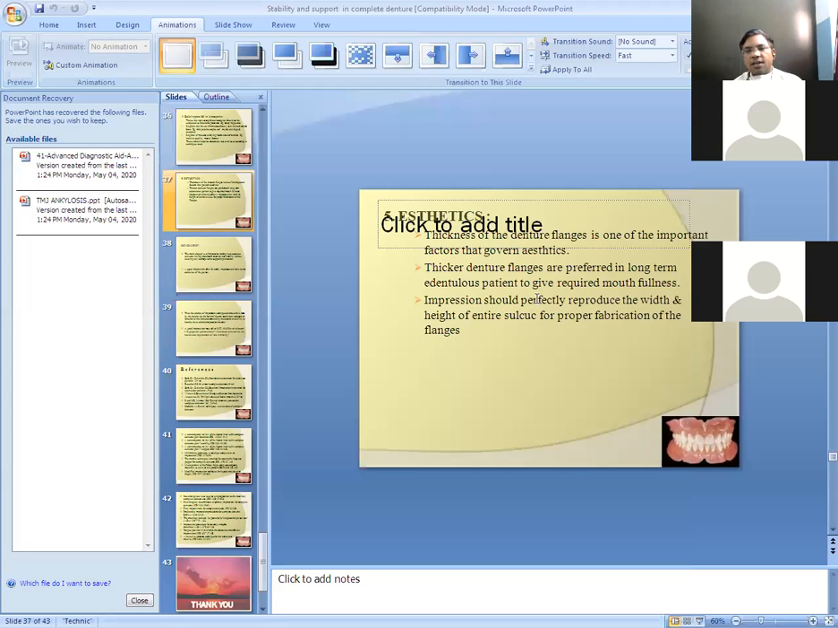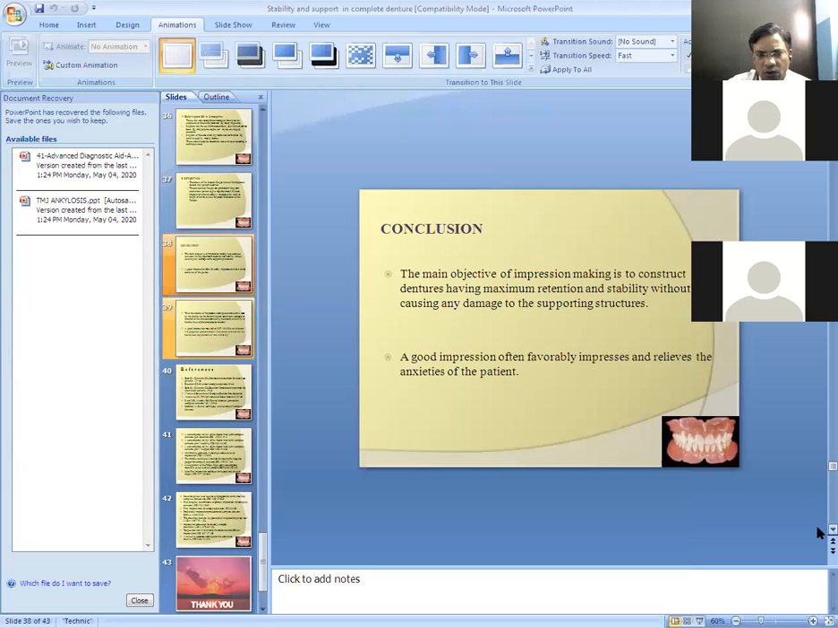A thicker denture flange is preferred in a long-term edentulous patient to give the required mouth fullness support. A thicker denture flange will give fullness. If bone resorption is more and you give a thinner flange, then the fullness will be less. So if the patient has a longer edentulous history, then you have to give a thicker flange. The impression should perfectly reproduce the width and height of the entire sulcus for proper fabrication of the denture planes. So our whole principle is preservation of the edentulous arch, support, stability, retention, and lastly aesthetics.